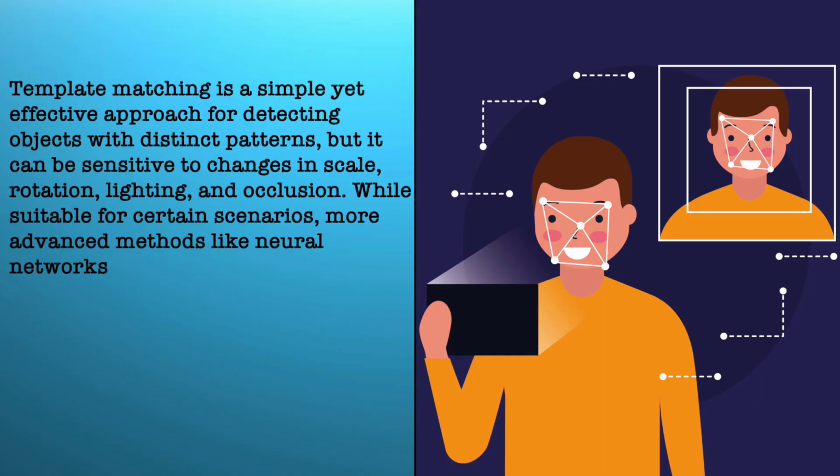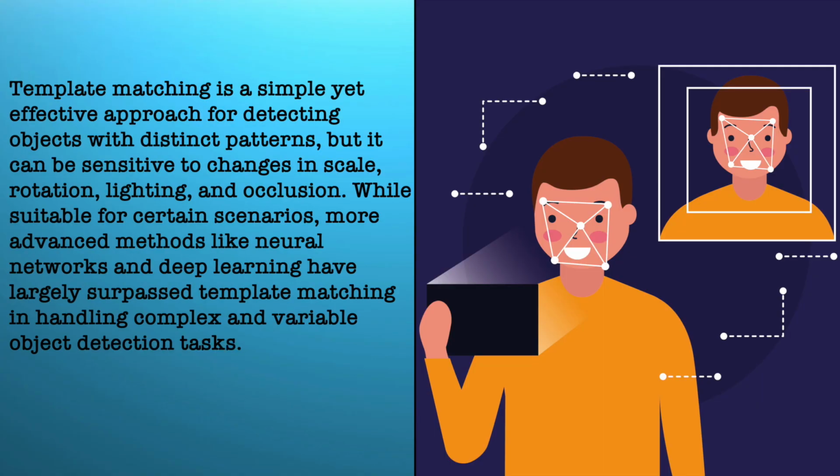Template matching is a simple yet effective approach for detecting objects with distinct patterns, but it can be sensitive to changes in scale, rotation, lighting, and occlusion. While suitable for certain scenarios, more advanced methods like neural networks and deep learning have largely surpassed template matching in handling complex and variable object detection tasks.